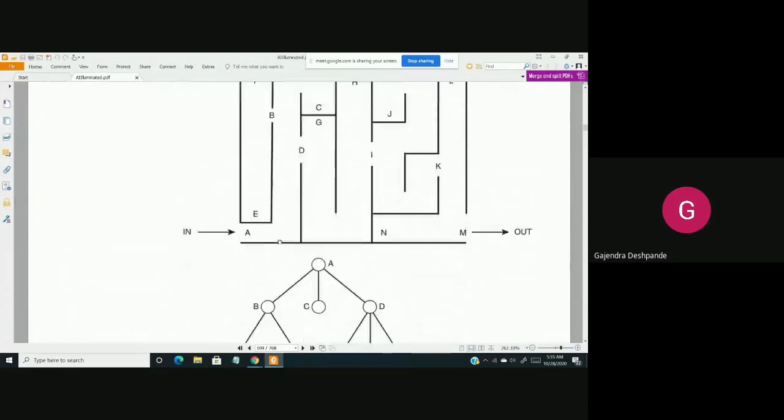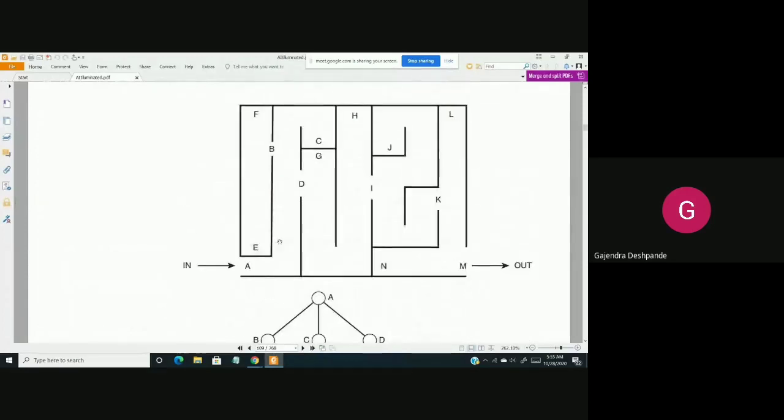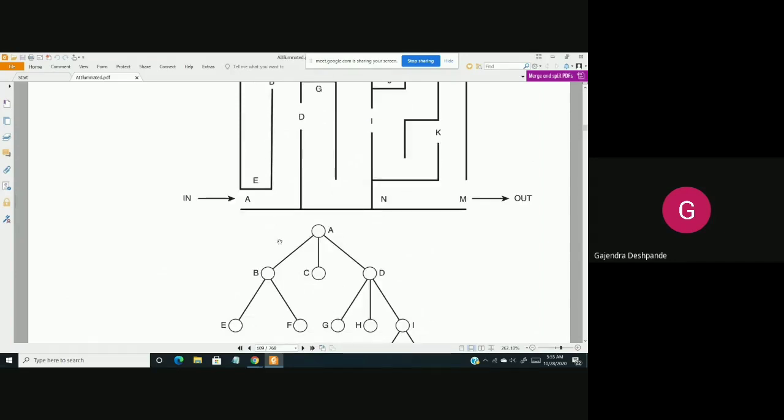Now from A, if you observe, then there are three destinations. Either I can go to B, or I can go to C, or I can go to D. So three possibilities are there. So in chronological ordering, you can write B first, then C, then D.